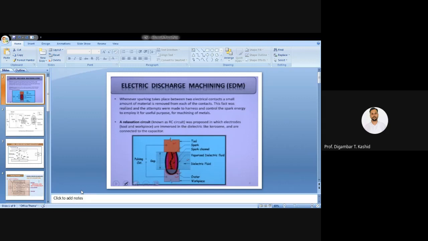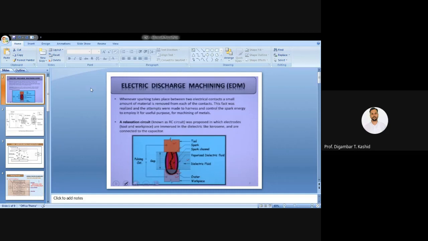So this fact was realized, and many attempts were made to harness and control the spark energy to employ it for a useful purpose, that means for machining of metal. Whatever the destructive phenomenon was, the sparking taking place and a small amount of metal being removed from both parts, male and female, that destructive phenomenon is used in a controlled manner for a constructive purpose, that is, machining of any material using the same phenomenon.